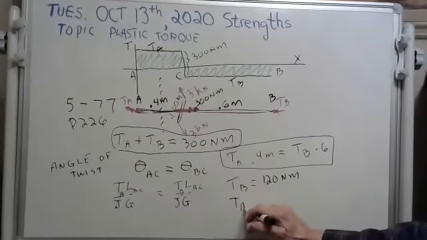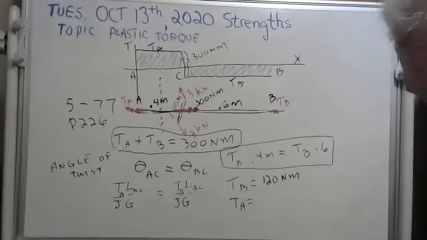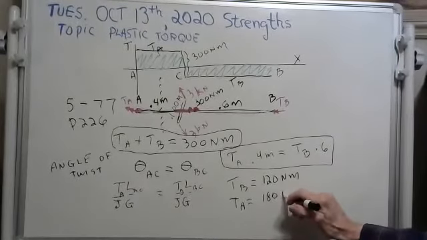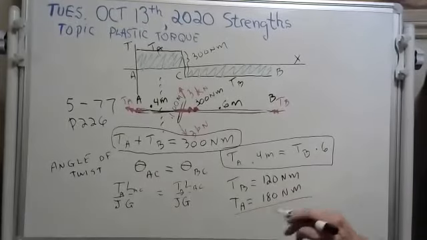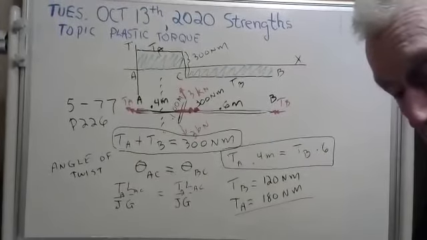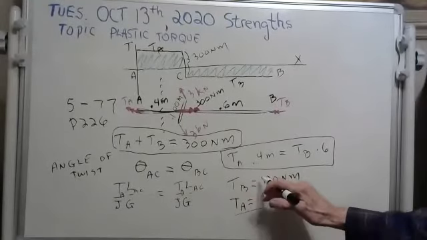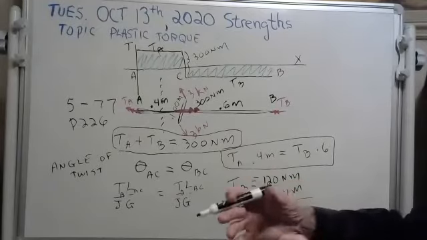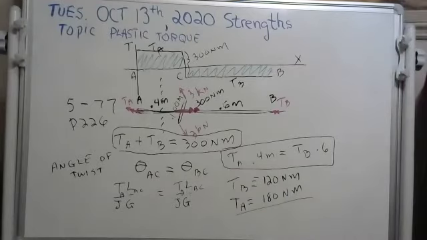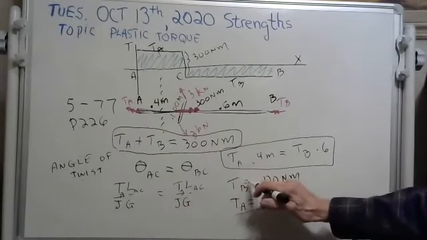Now we can get TA. TA is going to be 1.5 times TB, so you multiply by 1.5. I'm getting 180. Now, do these two add up to 300? Well, yeah, that's good. Now, technically, though, be careful. One of these is negative. They're opposite twists. The amounts are the same, but they're opposite twists. And I'm just giving you the amount there. Put a minus there.